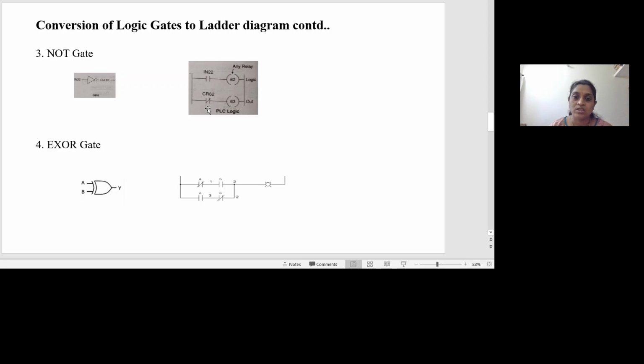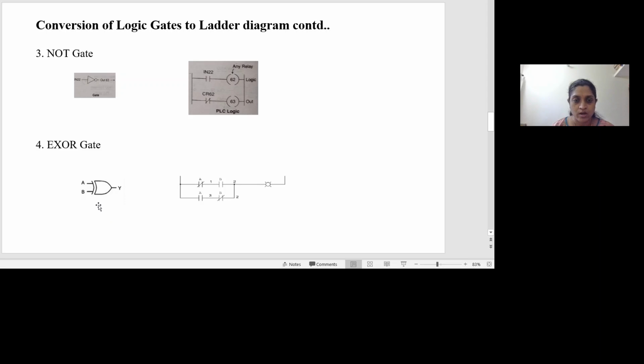When not energized, this contact remains closed, thereby energizing the coil 63. Therefore, there is a connection between the two power rails in the second rung of the ladder. So the output will be 1. So for 0 input, I am getting the output as 1, which is a complement of the input. So this ladder diagram now works as a NOT gate.